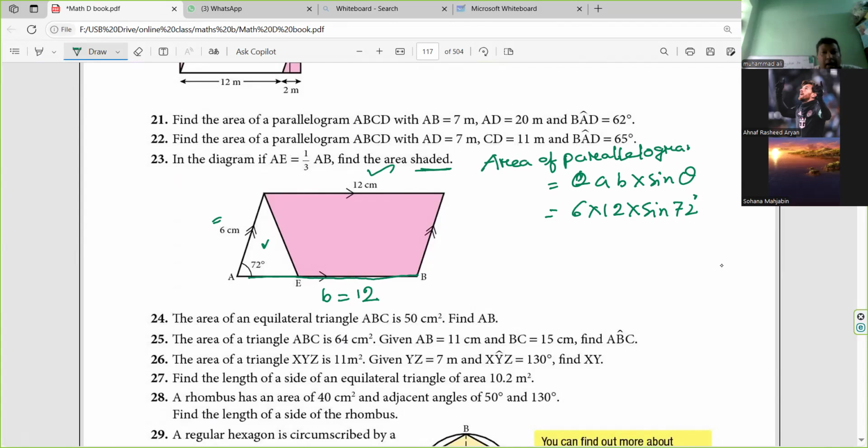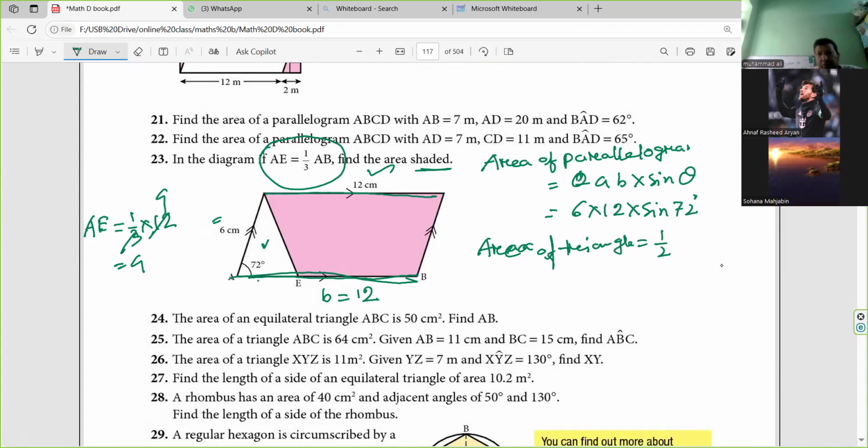Okay. And here they gave us one piece of information. AE is 1/3 of AB. So AE equals 1/3 of AB. What is AB? AB is 12, because if this is 12, the whole thing is also 12. So this is 4. So area of triangle equals half into 6 into 4 into sine theta, sine 72 degree.